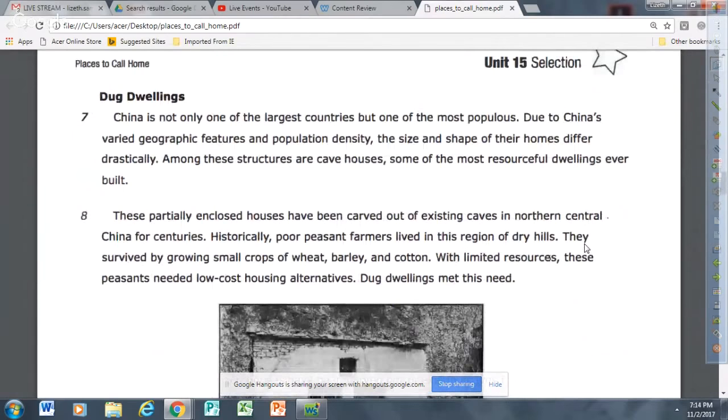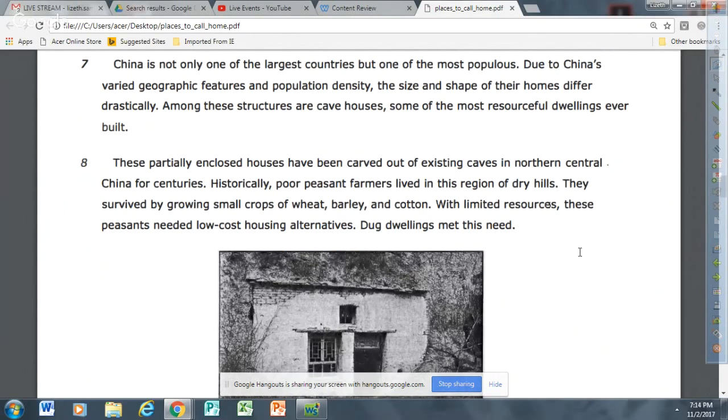Dug dwellings. China is not only one of the largest countries, but also one of the most populous. Due to China's varied geographic features and population density, the size and shape of their homes differs drastically. Among these structures are cave houses, some of the most resourceful dwellings ever built. These partly enclosed houses have been carved out of existing caves in northern central China for centuries.